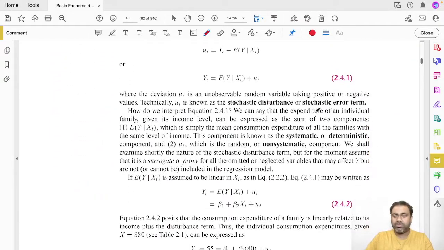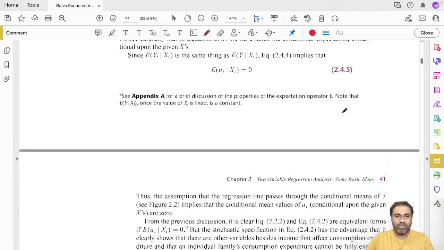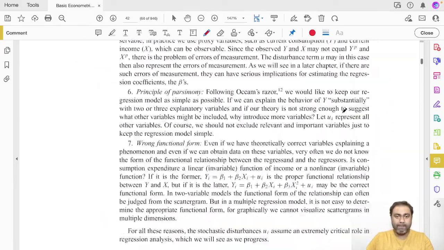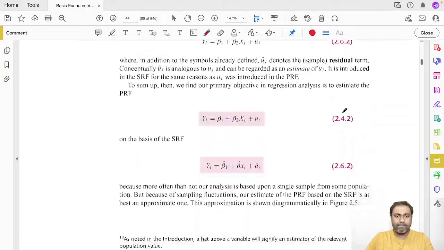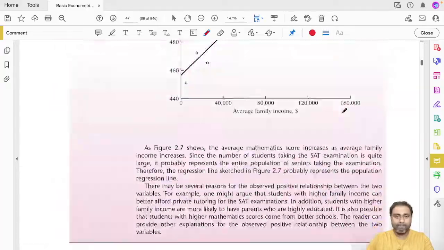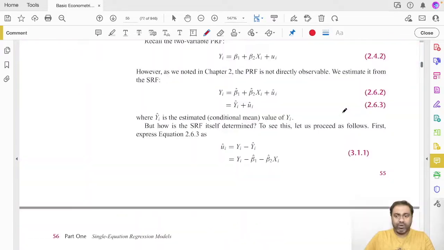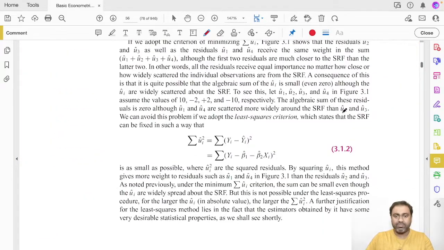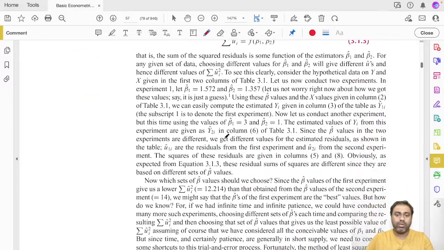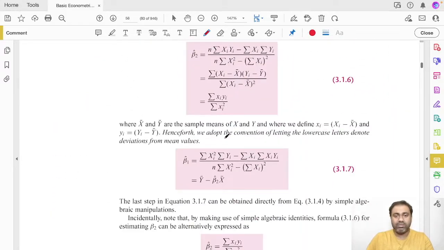Stochastic error term. Again, chapter 3 is important. Least square criteria. So this is basically all about minimizing the error terms. Why do we use the least square error method?